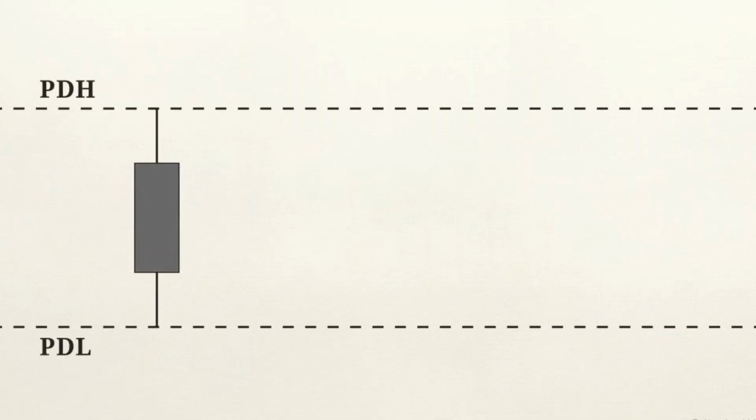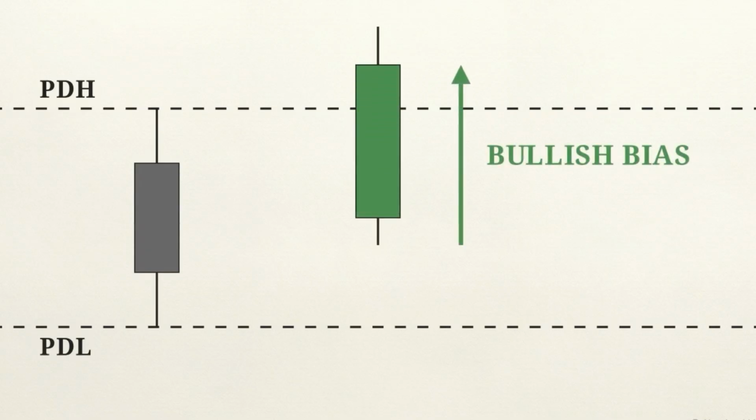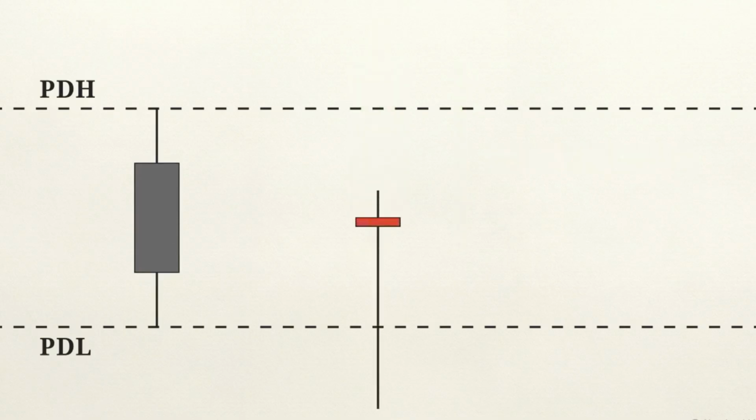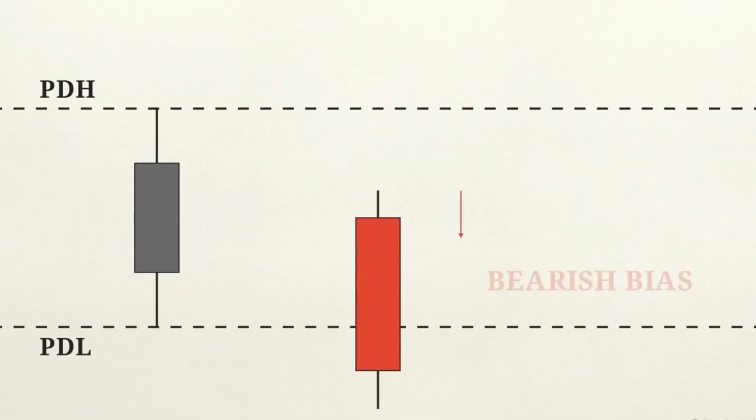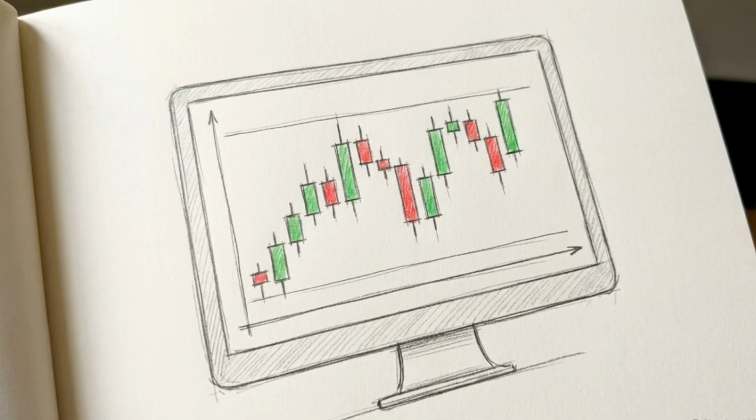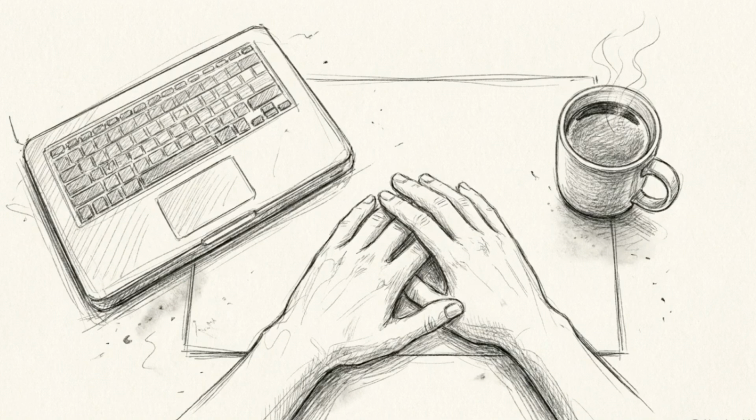Start by drawing horizontal lines at the previous day's high and low. If today's solid candle body closes clearly above yesterday's high, your bias for tomorrow is bullish. If it closes below yesterday's low, your bias is bearish. By establishing this baseline rule, you give yourself an objective directional filter. You drastically reduce the odds of jumping into a doomed trade before the market even opens.